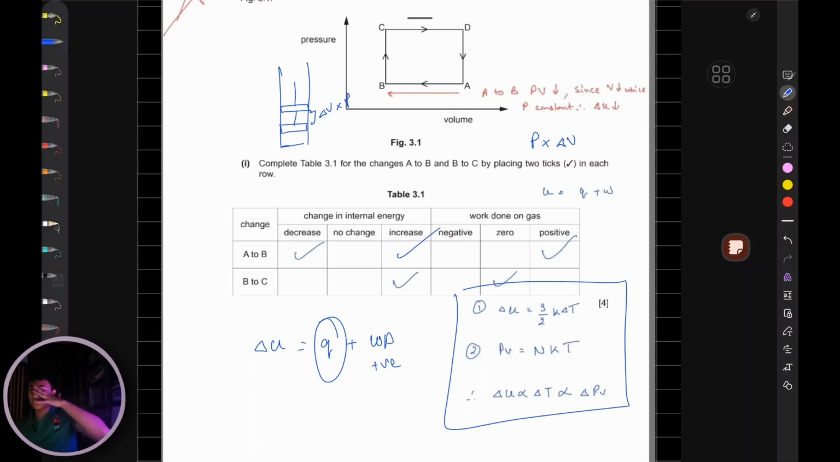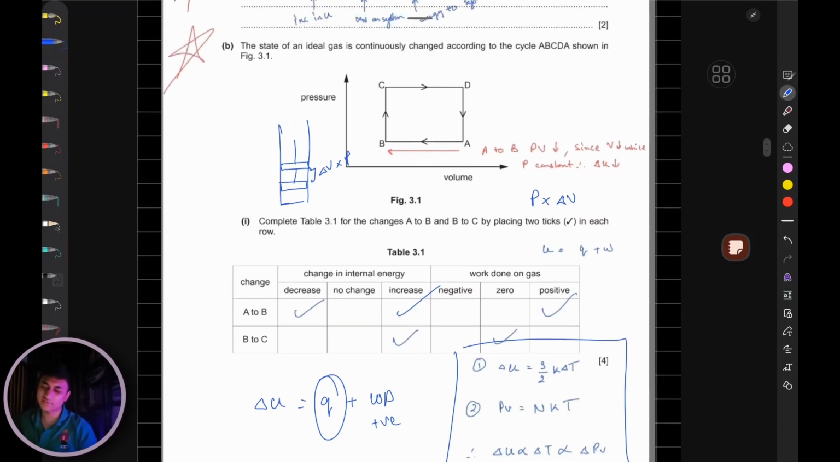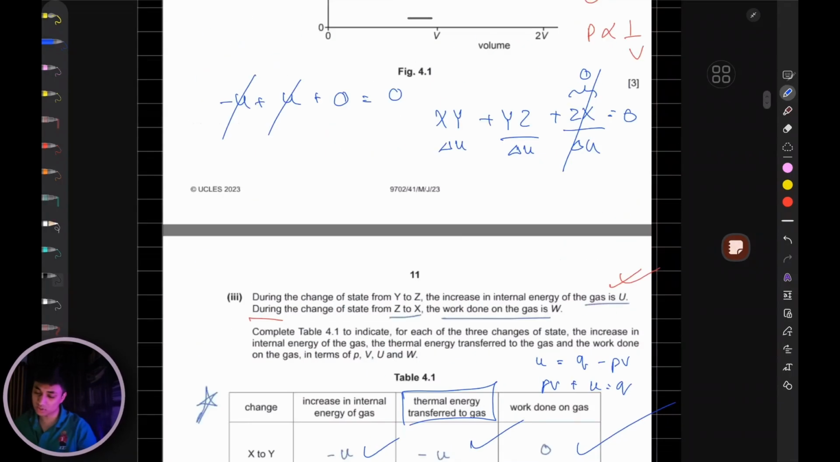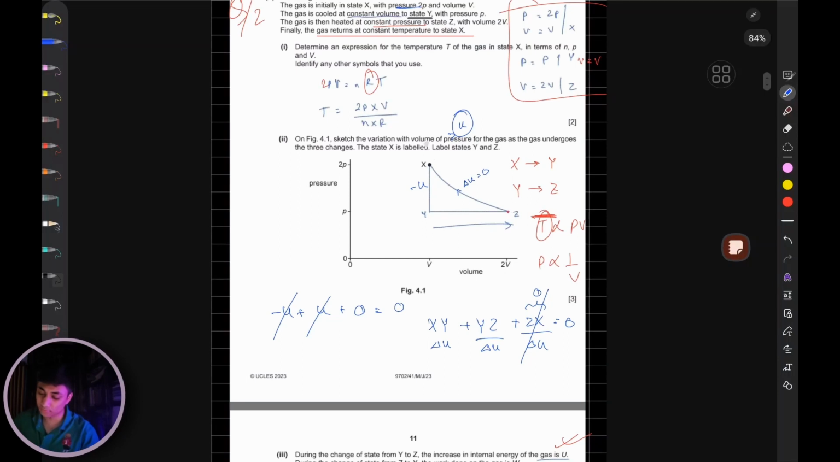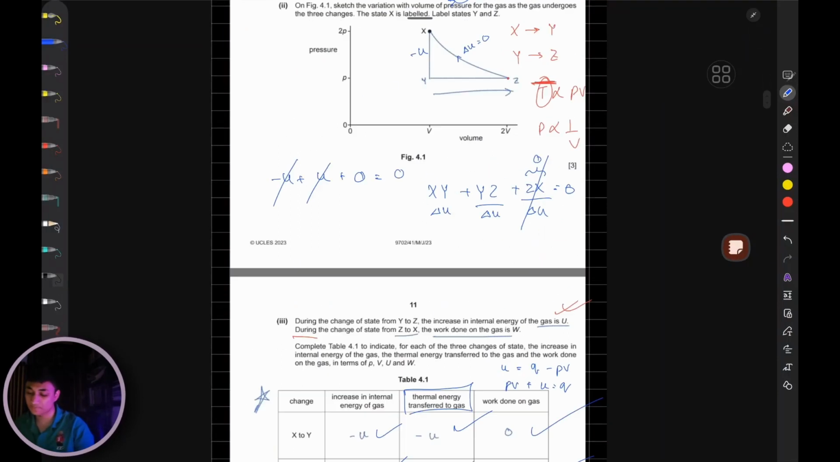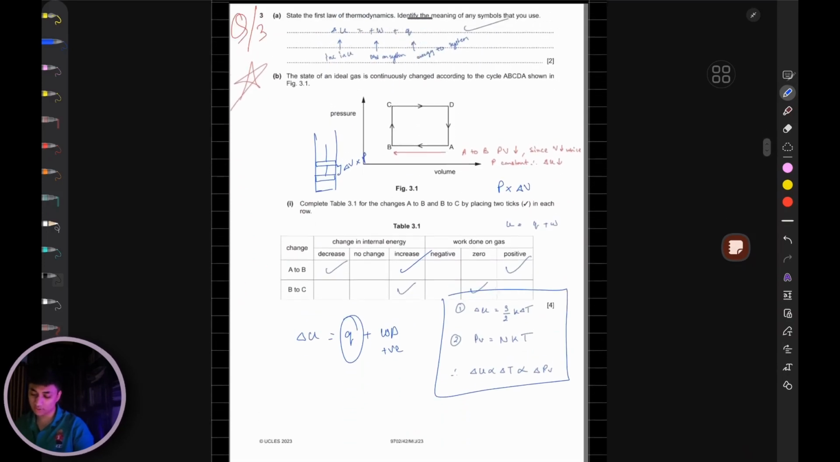Now, how do you use that? Notice one thing. Your internal energy only changes if your temperature changes. Internal energy will not change if your temperature is constant. And in a pressure versus volume graph, if your temperature is constant, the change will be like a curve, like in the previous question over here, from Z to X. If temperature is constant, it's going to be a graph similar to Z to X. But temperature is not constant over here.